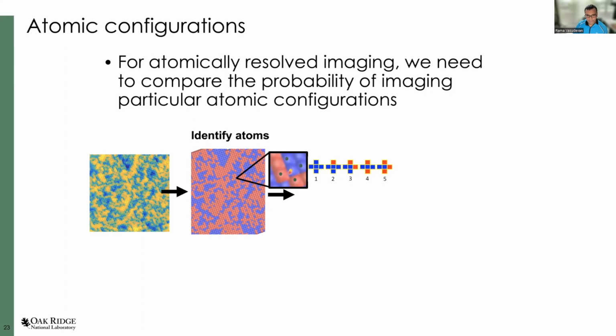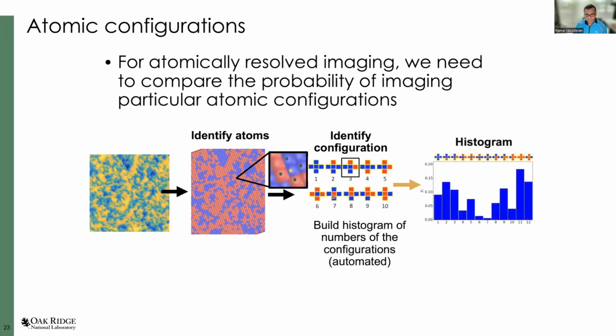I can have a blue atom surrounded by 4 blue atoms. I can have it surrounded by 1 red atom. I can have it surrounded by 2 red atoms. In this case, the 2 red atoms are diagonally opposed to each other, or I can have them vertically opposed to each other. And then I can also have it surrounded by 3 different red atoms. So these are the kinds of configurations that are present in the system. And we can actually build a histogram of the numbers of configurations.